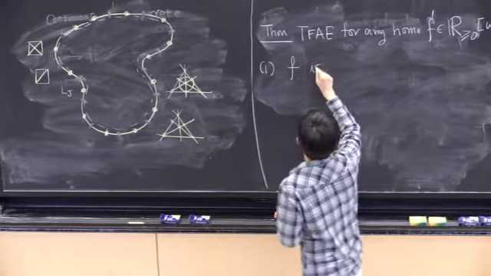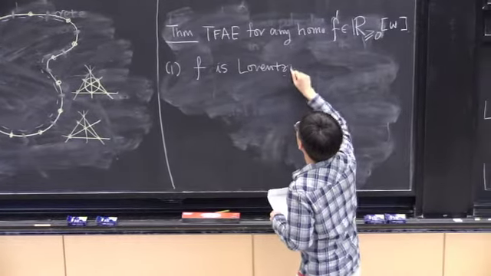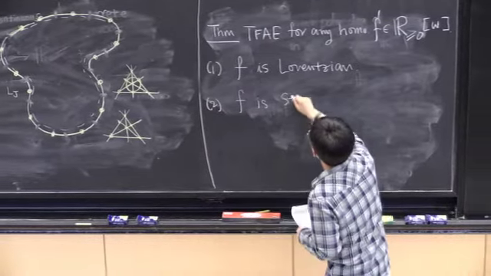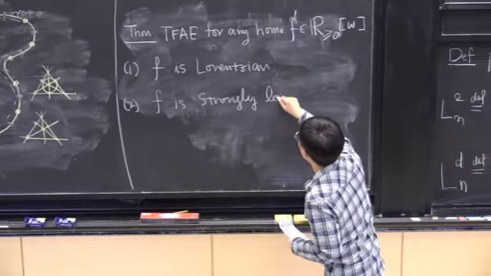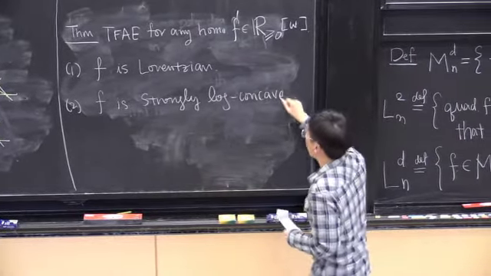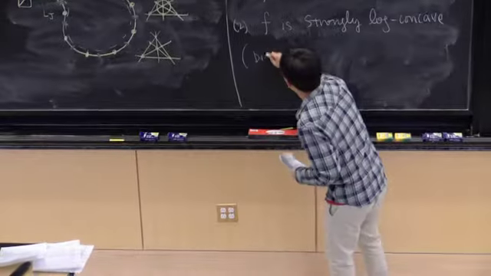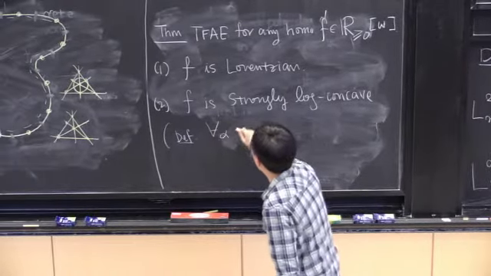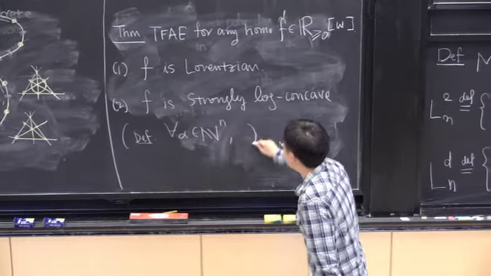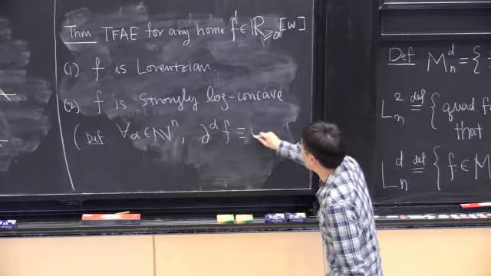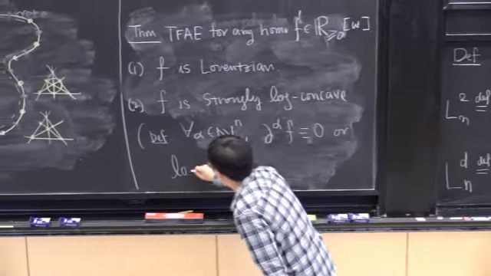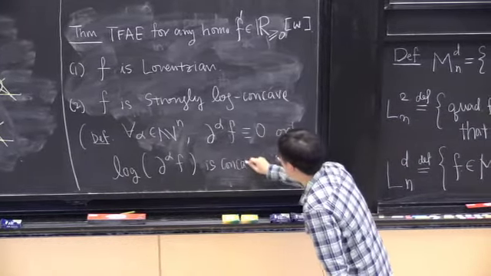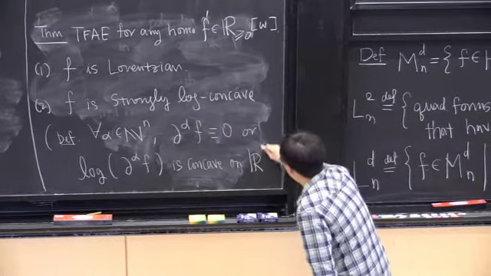First is that f is Lorentzian. And the second is that f is strongly log concave, whose definition, due to Gurvits, goes as follows. For any alpha in N^n, the alpha partial derivative of f is either identically 0 or the logarithm of the partial derivative is concave on the positive orthant.